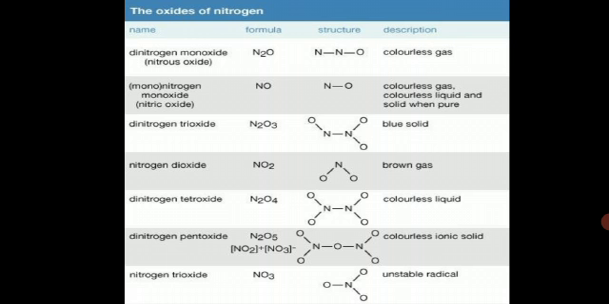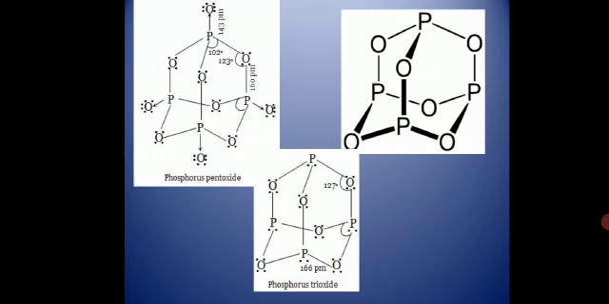So this chart is very important to distinguish between the different oxides of nitrogen and their structure. The structure is very important, as well as the short description which I have given to you. Got it? Now I have talked with you about the compounds of phosphorus. You can see phosphorus pentoxide, trioxide, and all the structures I am showing you here.